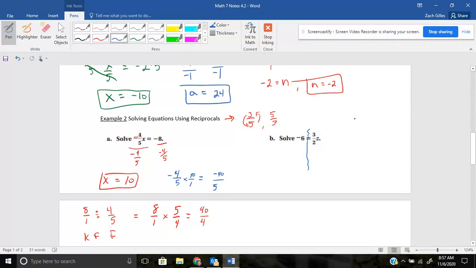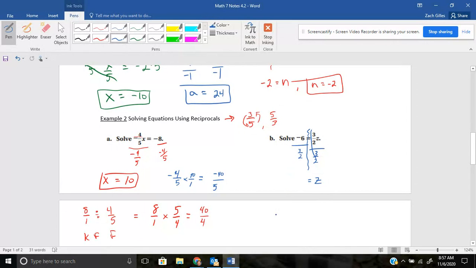Okay. Same type of situation for letter B, except now my variable's on the right-hand side. Again, that's no different. Essentially, that's the book just trying to confuse you. So this says 3/2 times z. So to undo multiplying by 3/2, I would divide by 3/2 on both sides. 3/2 divided by 3/2 is 1. 1z equals, okay, those cancel.